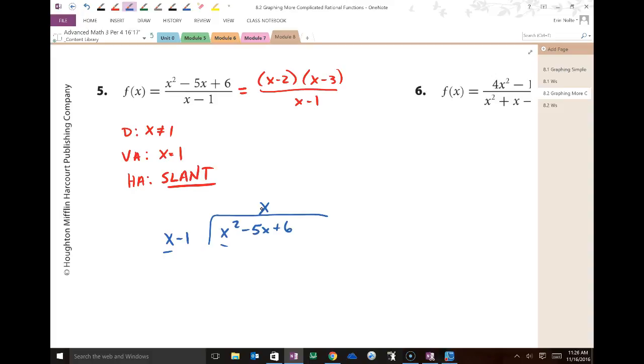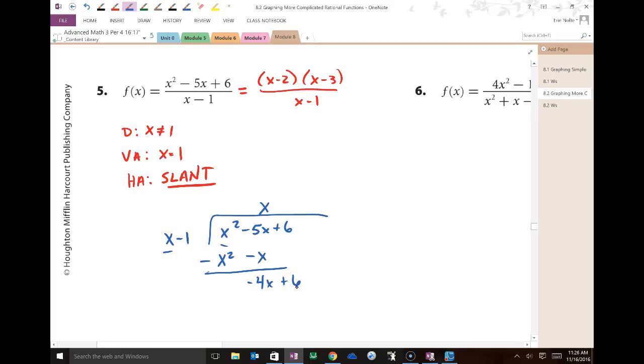Okay, so x goes on top, then I multiply it through, and I have x times x, which is x squared. And x times negative 1, here comes the scary part, be careful, subtract. The x squareds go away. How many x's do I have? Good, I think everybody said negative 4 that time. Yay, we all agree, negative 4. Okay, then I do it again.